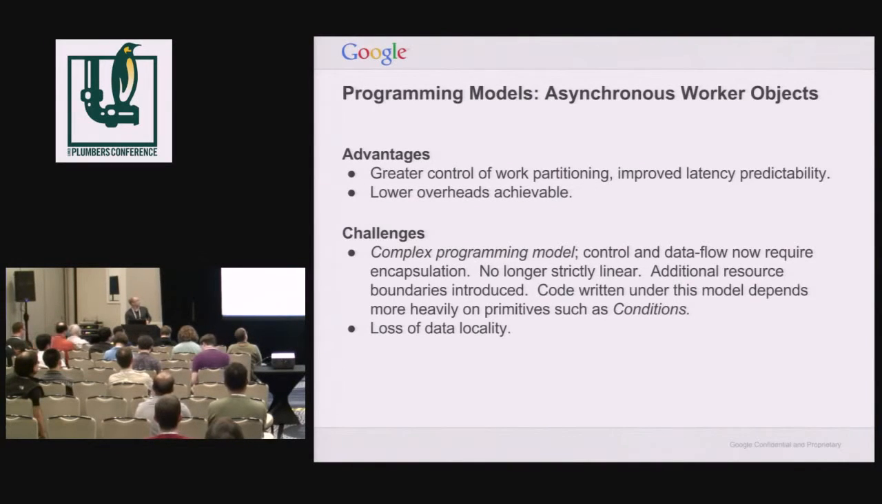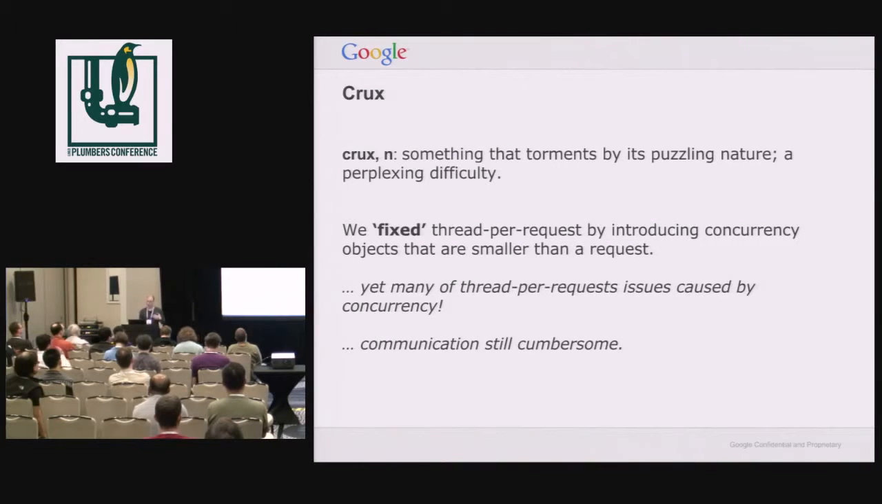So we were looking at all this, and we were looking at our servers, and we were looking at how to improve the programming model. And the crux here is the way people have fixed thread per request is by actually introducing these concurrency objects that are smaller than a request. But we started out by saying a lot of the problems we had with thread per request were caused by this unbounded concurrency. And the communication between these thread objects is still really cumbersome.